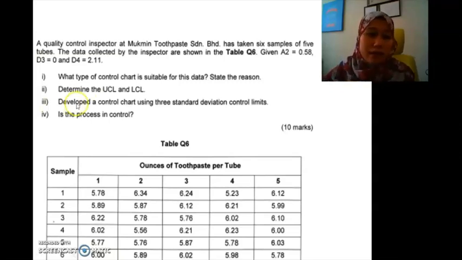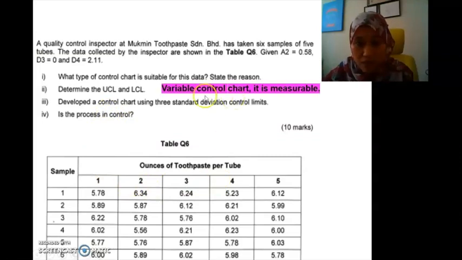And then they ask us to determine the UCL, the upper control limit, and the lower control limit. Then we need to develop the control chart, in this case the X bar chart and R chart, and then conclude if the process is in control or not. Okay, the first step here is, it's a variable, so we answer the first question here.